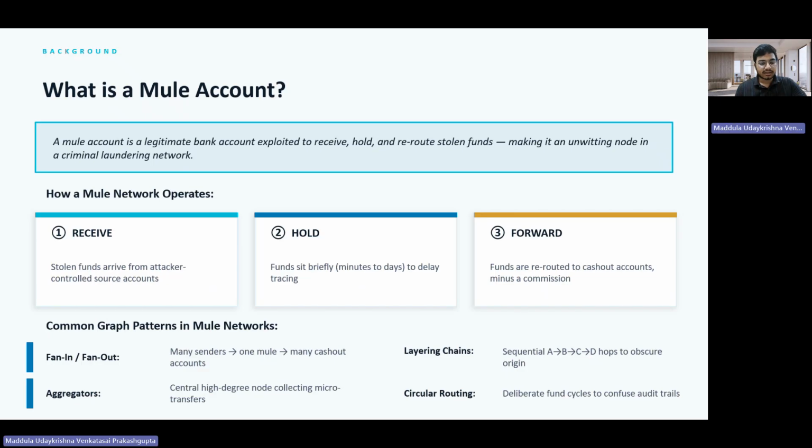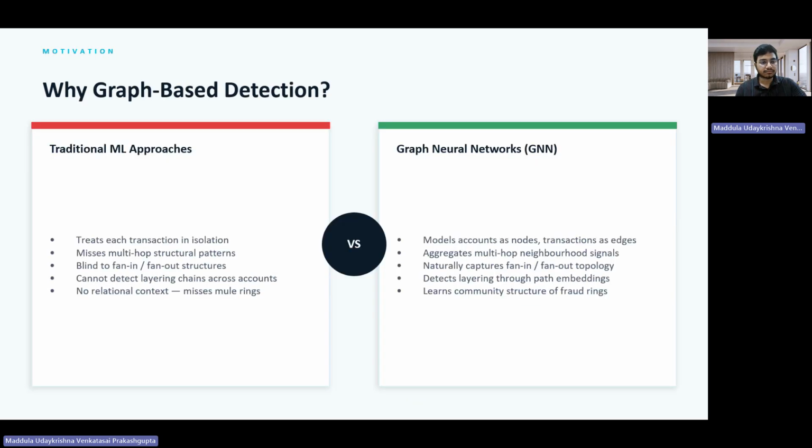So the key patterns that can be found from these transactions are fan-in or fan-out, multi-hop chaining, circular routing, aggregators, layering chains. These are some patterns that can be used to find the mule account characteristic.